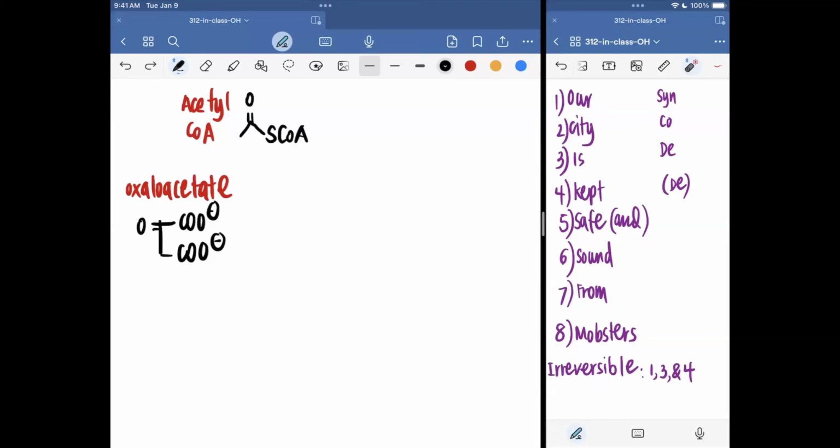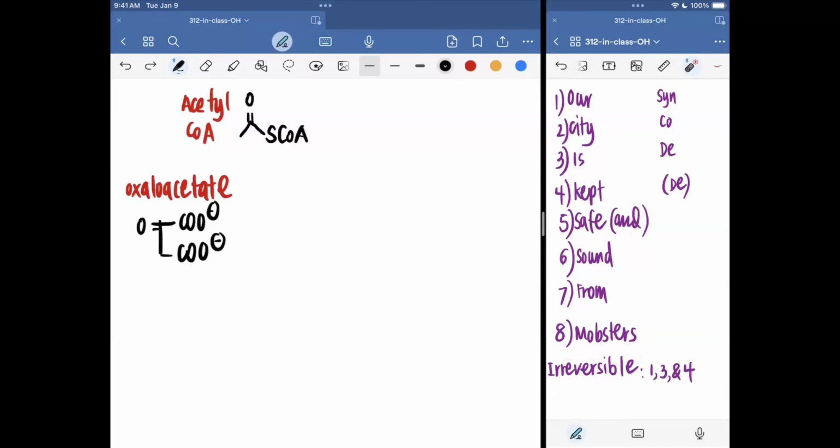So on the right side of the screen, we can see a couple of mnemonics and things that may be helpful to orient you as you're going through this process, where several of these were highlighted in a video for reference on Canvas, where the intermediate names can be represented by "our city is kept safe and sound from mobsters," where this indicates the 8 metabolites that we're seeing as part of the actual circle in this cycle.